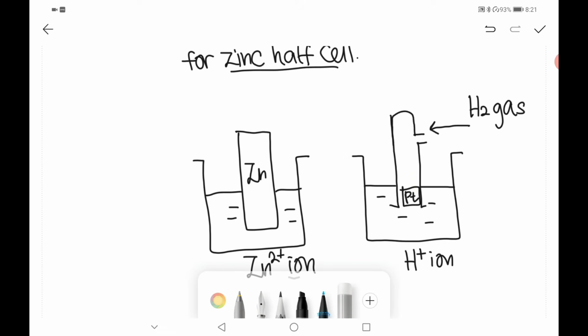So here you must connect a wire. You draw a wire like this, wire and wire, so they will connect.